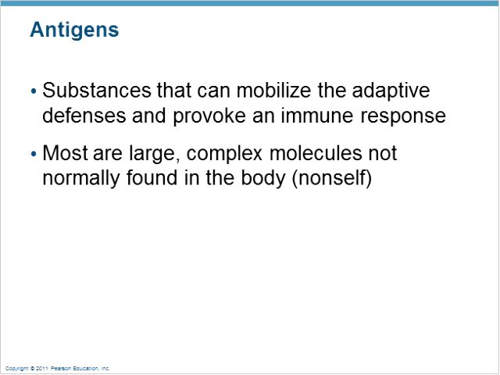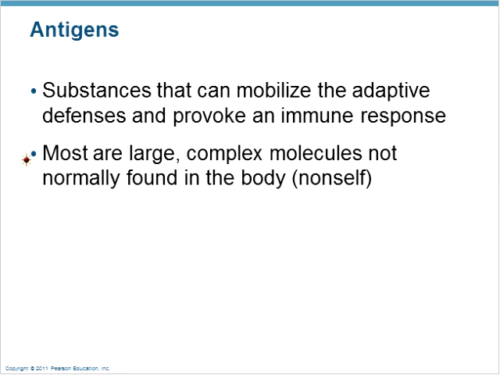Remember that antigens are substances that can mobilize the adaptive defenses and provoke an immune response. An antigen is anything, if you will, that identifies a cell as foreign. We have antigens on our cells. Every one of your cells has a stamp on it with several antigens that identify each of those cells as yours. But when something foreign comes into your body, the body is able to identify the surface areas of those cells, their antigens, and create a defense response.